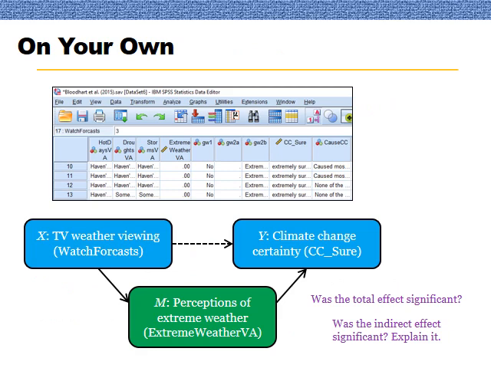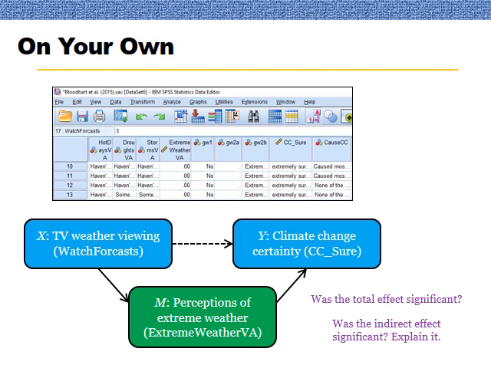Here's the data file, Bloodhart et al. 2015.sav. The diagram below shows the variables that I want you to include in your mediation model. The X variable is called watch forecasts, and it tells us how frequently people watch weather forecasts on television. Higher scores mean they watch those forecasts more often. Our Y variable, called CC_sure, tells us how certain participants are that climate change is real. Higher numbers indicate stronger belief in climate change.